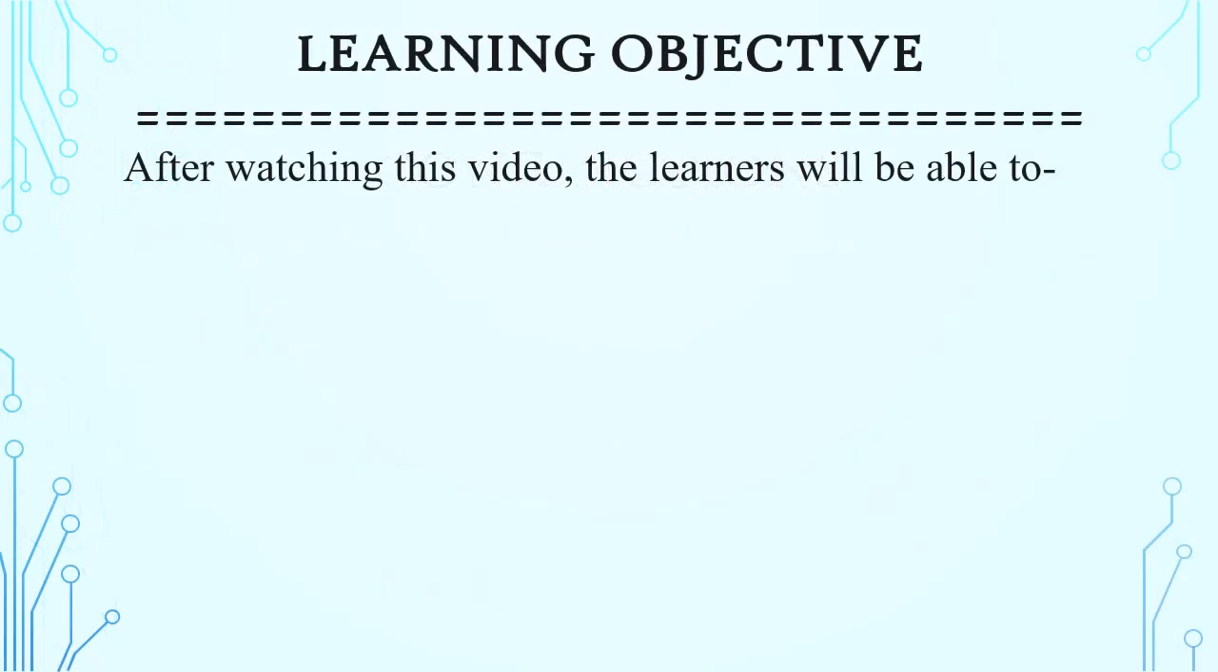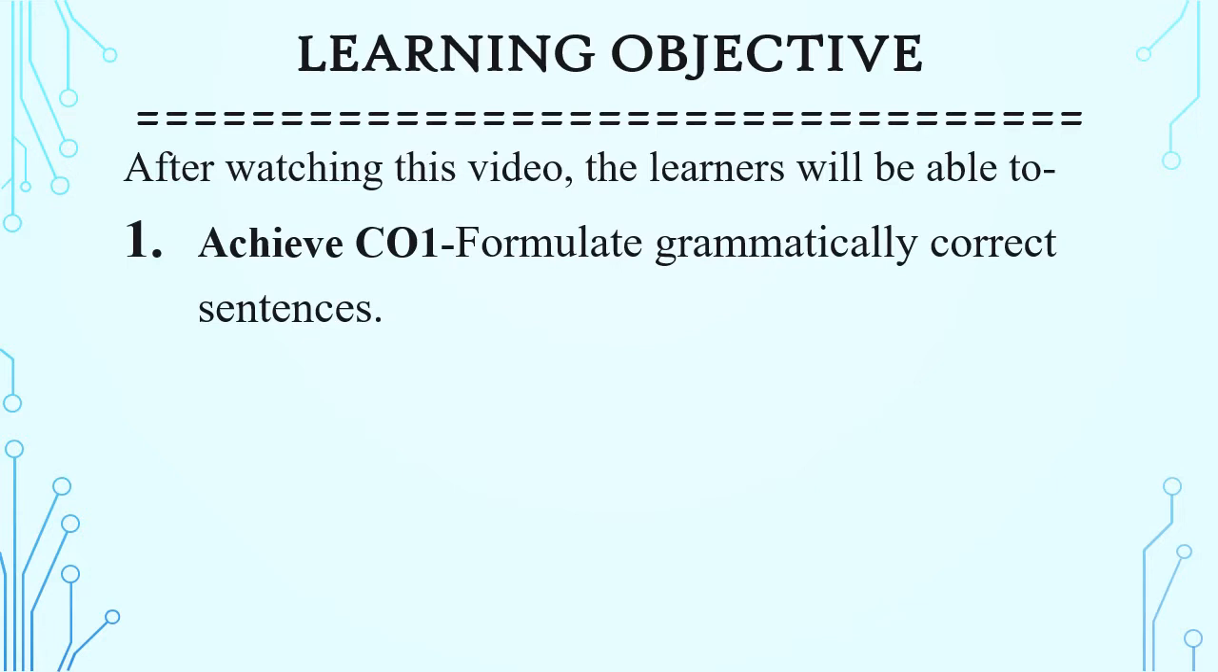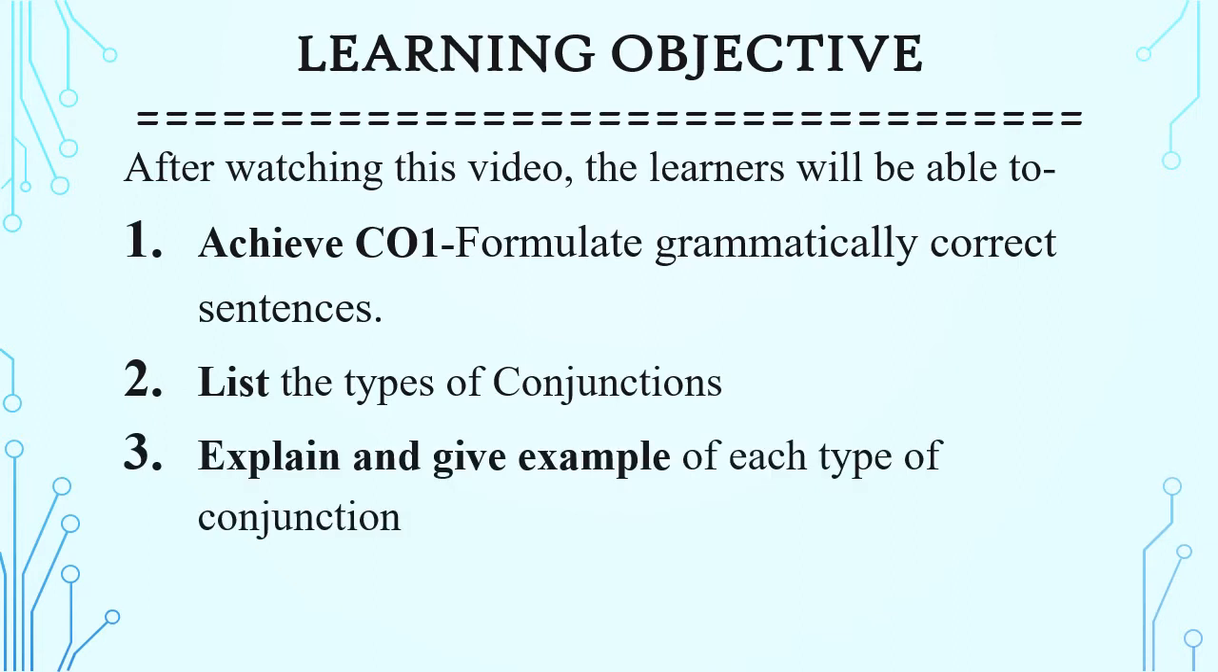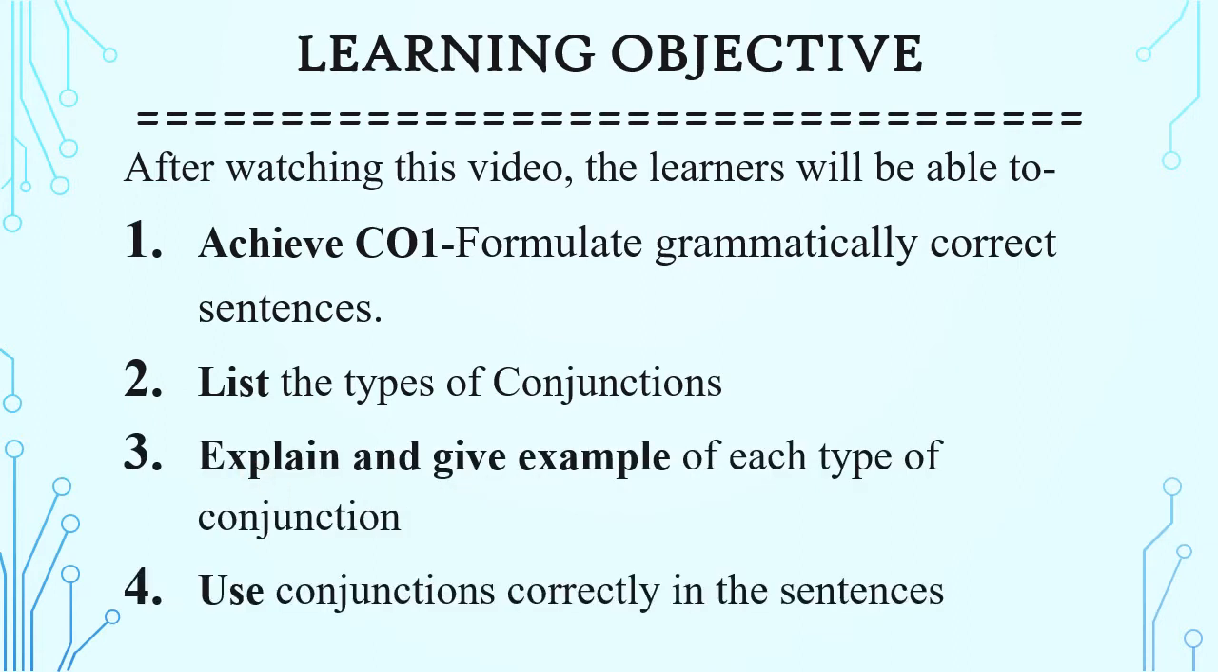At the outset, let us see the learning objectives of this video. After watching this video, you will be able to achieve first CO of the subject English, that is formulate grammatically correct sentences. Here CO means course outcome. You will also be able to list the types of conjunctions, explain and give examples of each type of conjunctions, and use conjunctions correctly in the sentences.